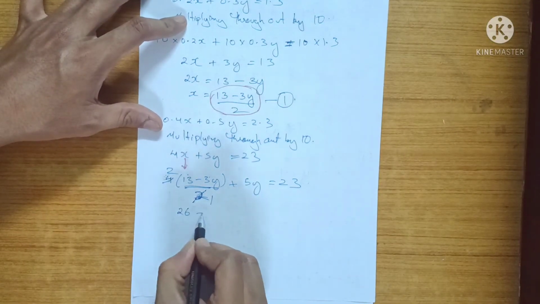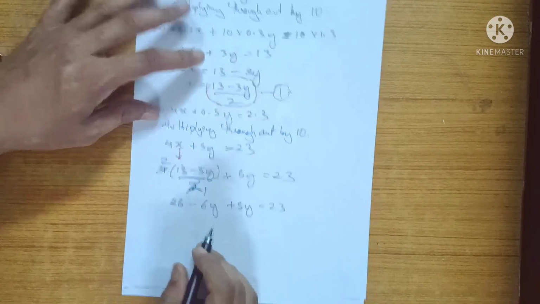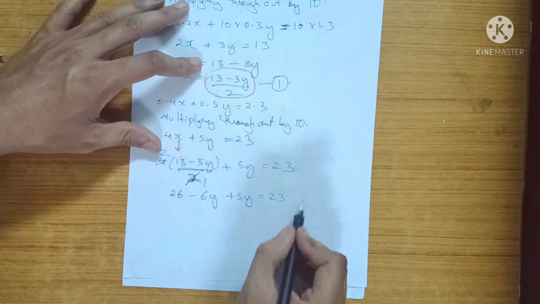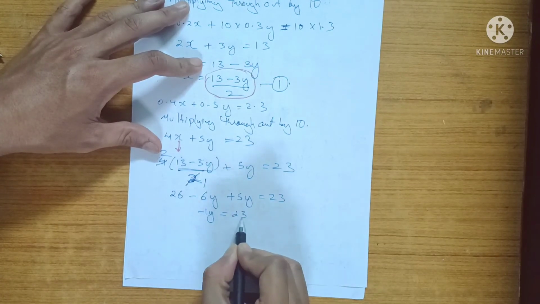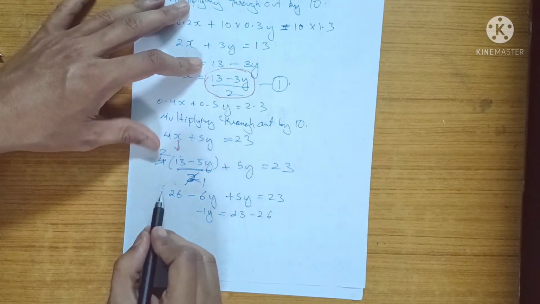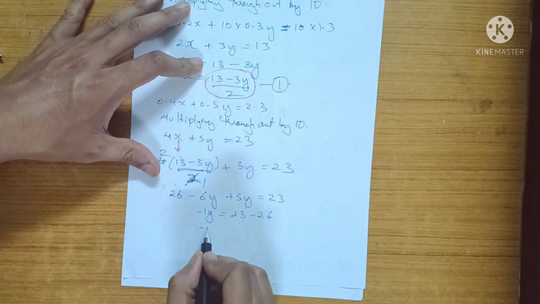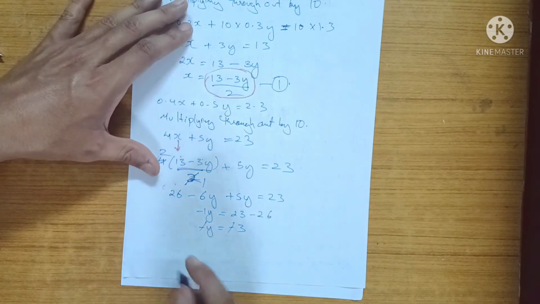So 26 minus 6y plus 5y equal to 23. 26, I can send this side, and minus 6y plus 5y is minus 1y. 23 minus 26, since I get 3, we'll assume it's positive, it'll become negative. So minus y equal to minus 3. Minus minus we can cut, we got y equal to 3.